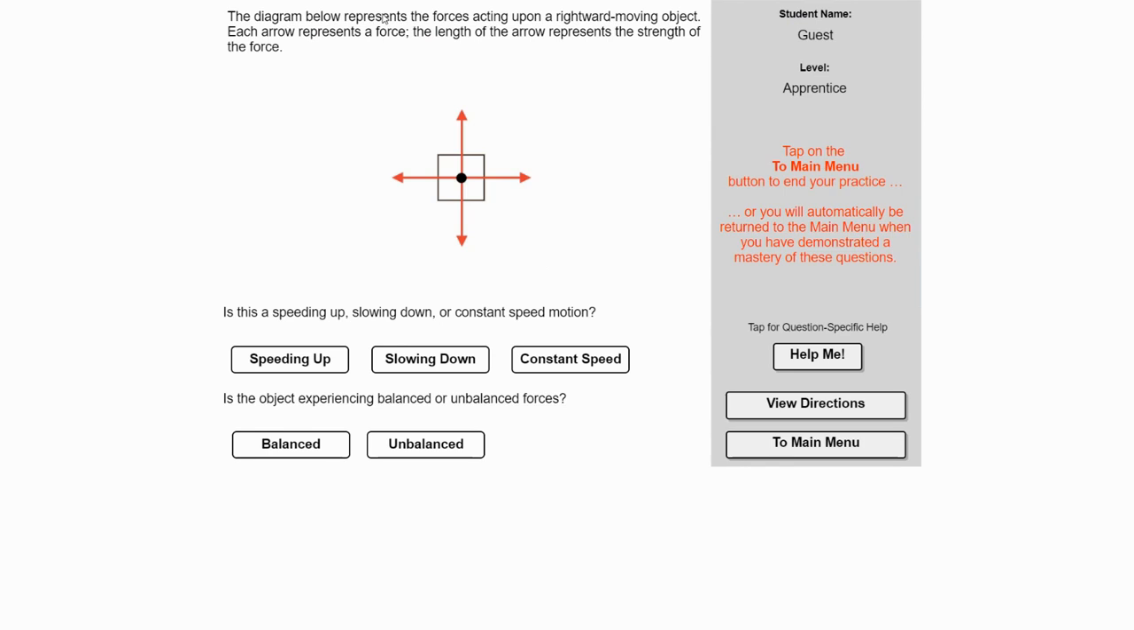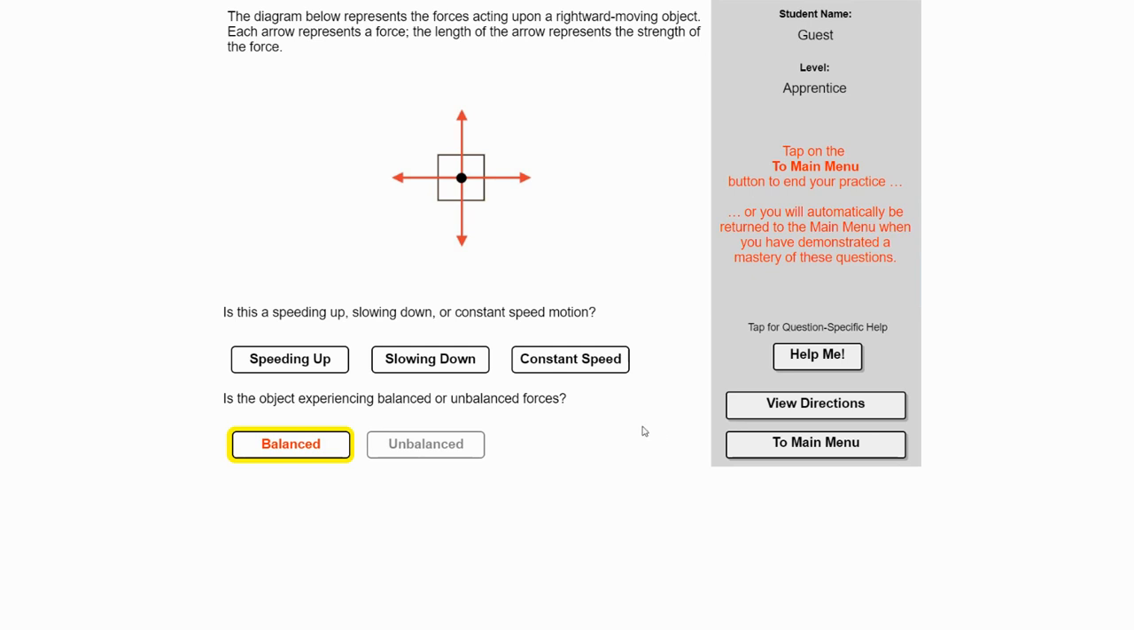Okay, so what's going on here? Forces are acting upon a rightward moving object. All right, so top and bottom, are they balanced? Yup. What about left, right? They look like it to me, right? So if everything is balanced, what is true? You are not going to change your state of motion.